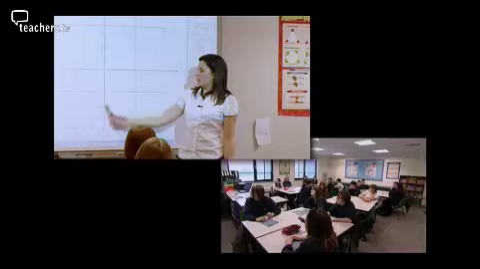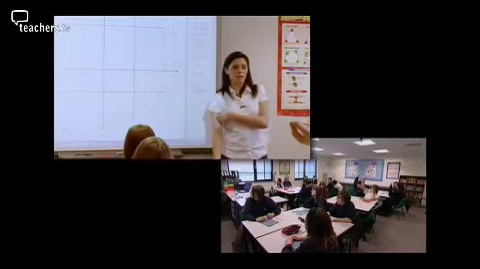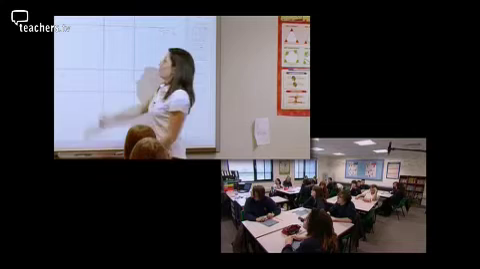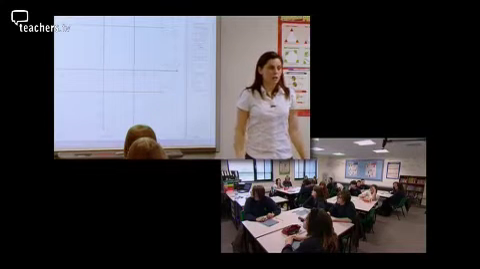So what about the equation of the y-axis? Equation of the y-axis, Tara? X equals 0. Brilliant. X equals 0. Good. So you're happy with those?